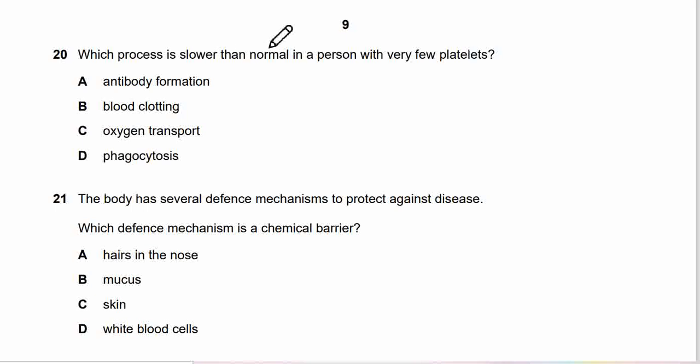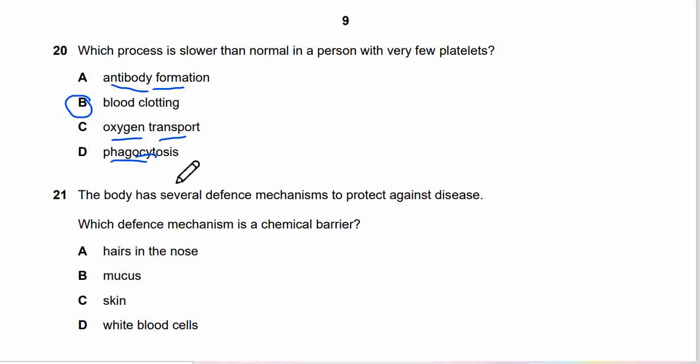Which process is lower than normal in a person with very low platelets? Platelets function for blood clotting. So for question 20, the answer will be blood clotting. Antibody is related to white blood cells. Oxygen transport is with red blood cells. Phagocytosis is also with white blood cells.